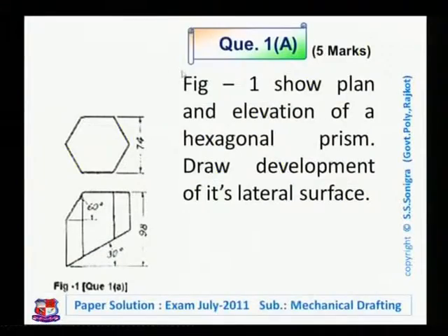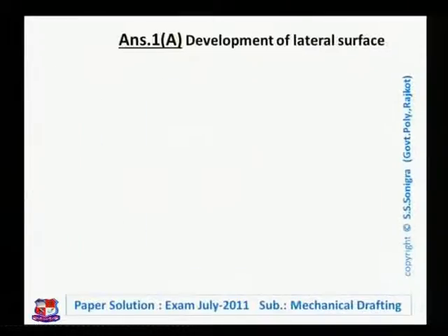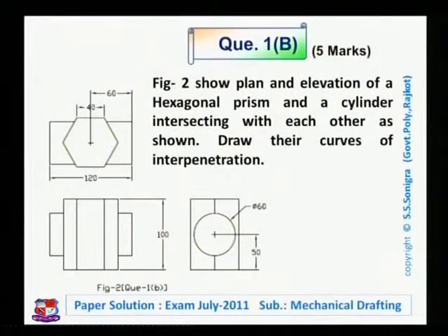Now you continue with another problem. Question number 1B, asked for 5 marks. It is given like this. Figure 2 shows the plan and elevation of a hexagonal prism and a cylinder intersecting with each other as shown. Draw their curves of interpenetration. Here, the hexagonal prism is given like this.